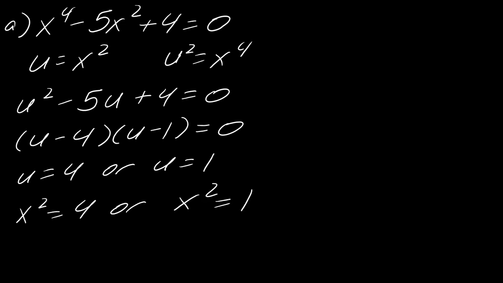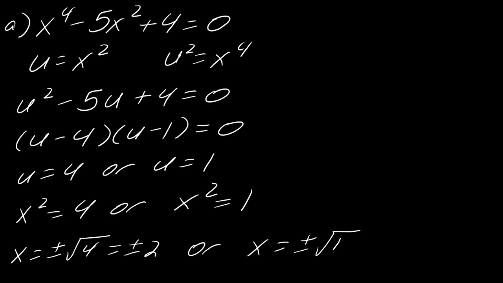And now in this case I can use the square root property. So I will get that x equals plus or minus the square root of 4. So x will equal plus or minus 2. Or x will equal plus or minus the square root of 1. So x will equal plus or minus 1. So those would be the solutions for this particular problem. Now to the next one.